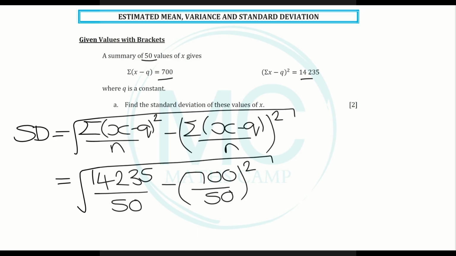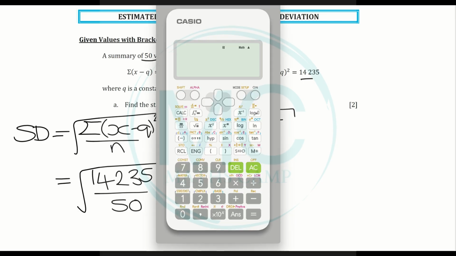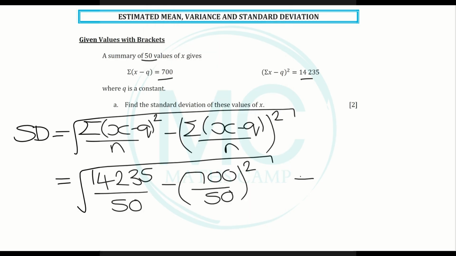Now I can take my calculator. Let's create a root and a fraction. 14,235 over 50 minus, let's open a bracket, create a fraction, 700 over 50, close the bracket, squared, is equal to 9.418 and so on. Round off to 3 significant figures, and we see that the standard deviation is 9.42. And now we can do part B.